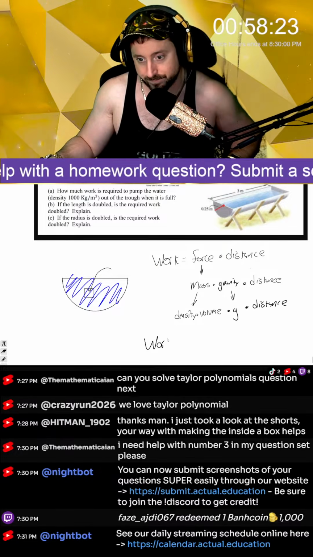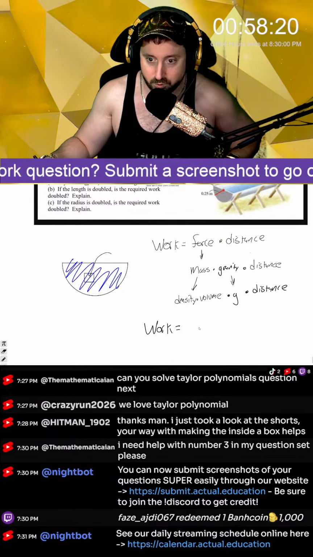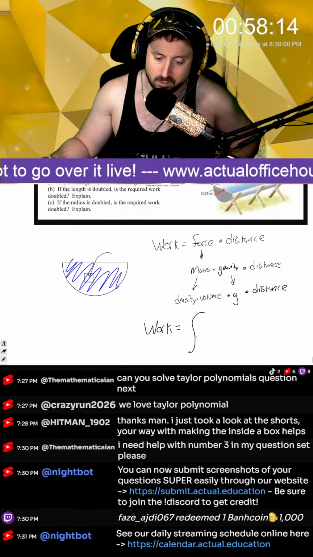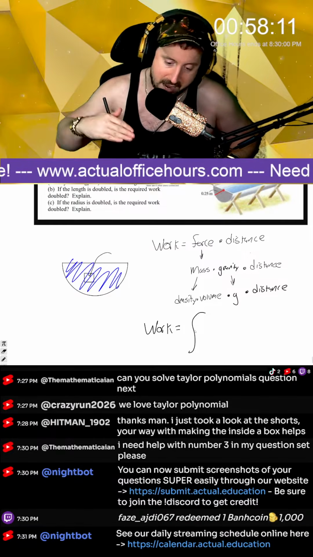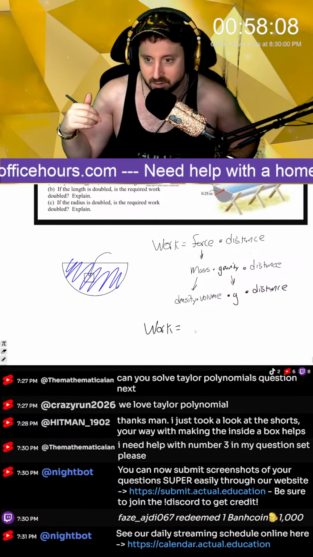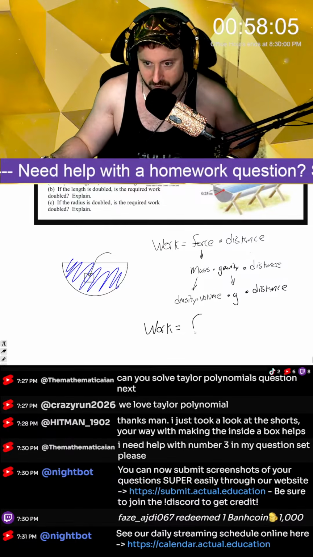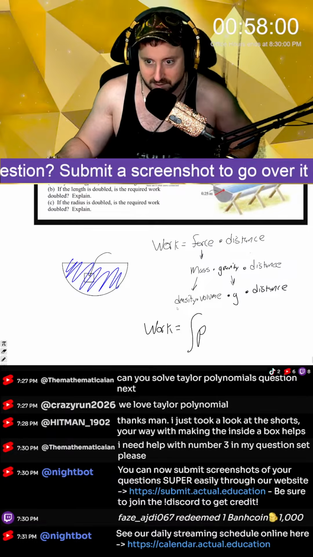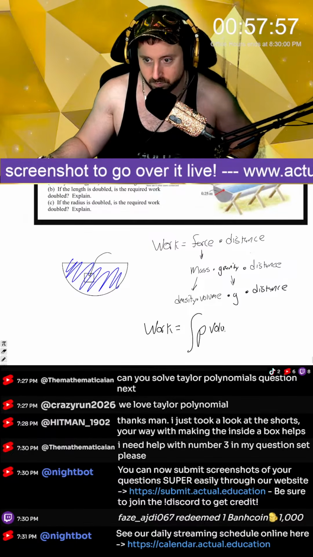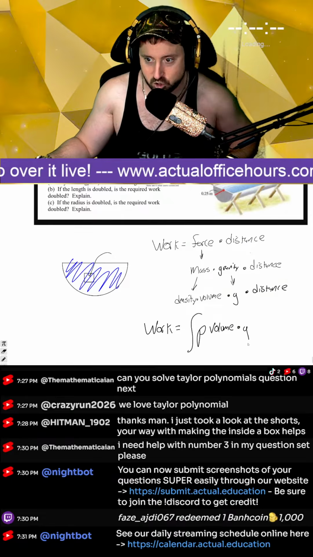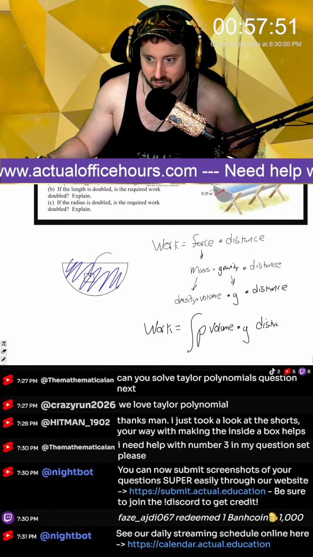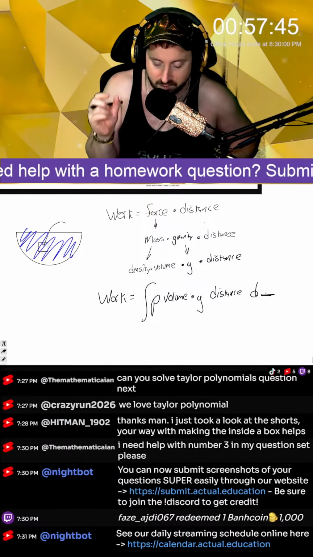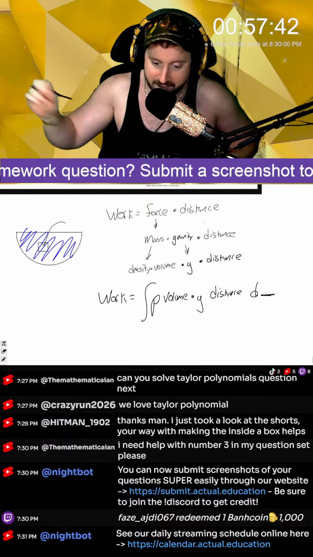So work is going to be equal to the integral. Let's think of what we want to do, how we want to add these up. Okay, I'm going to write some things. We'll think about the bounds in a second. So we're going to have rho, that's density, times volume, and then times g, and then times distance, and then this is going to need to be over d something. d something is like all the little things that we're adding up.